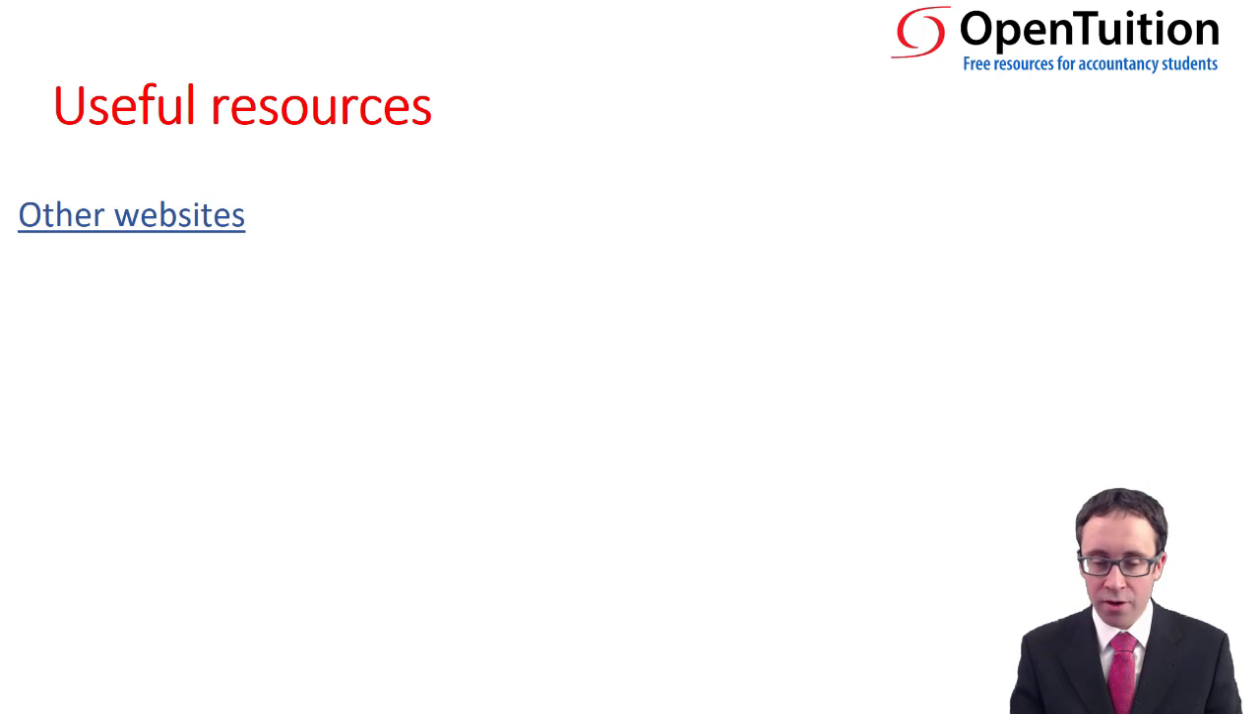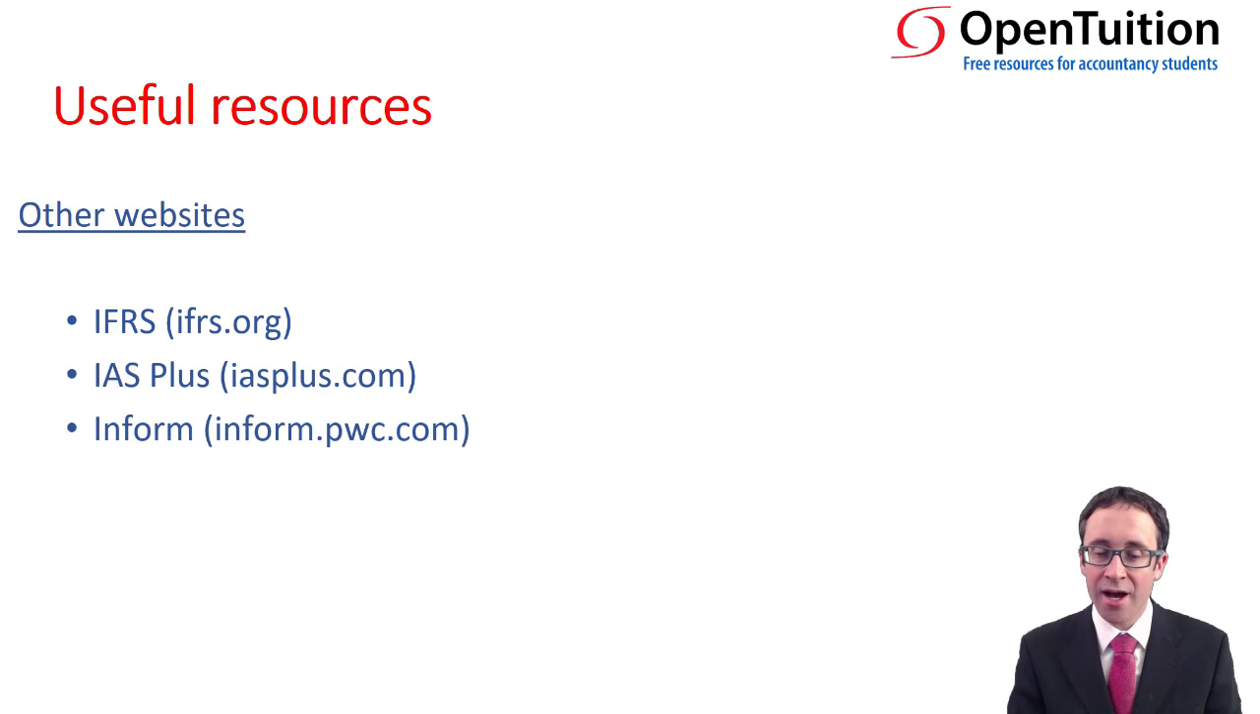Other useful resources that you've got, I think there are 3 websites that I'd like to highlight. The IFRS website, ifrs.org, goes through and gives you all of the accounting standards. So you can get the basic rules from each accounting standard if you wish, without having to purchase the full IFRS book that contains all the detailed rules and guidance. IAS Plus again gives you useful articles in terms of the IFRSs and the IASs themselves.